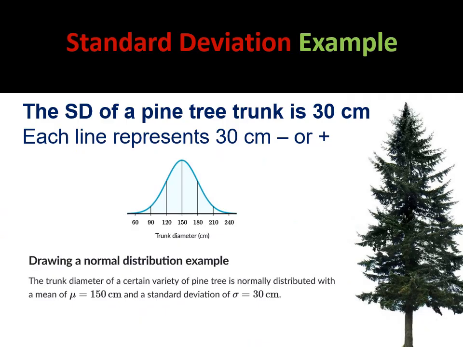All right, here's an example with a pine tree. The standard deviation is 30 centimeters. So each line represents the plus or the minus of the 30. So 150 is your mean, and then you just add 30, so to 180, 210, 240. Again, that is your first, second, third positive standard deviation set. And 120, 90, 60 is your -1, -2, and -3 standard deviation set.